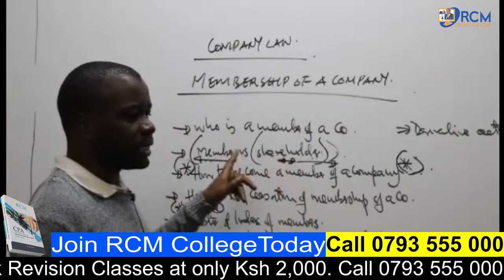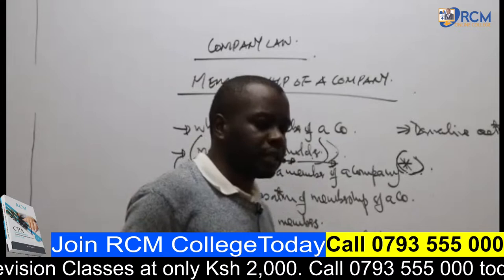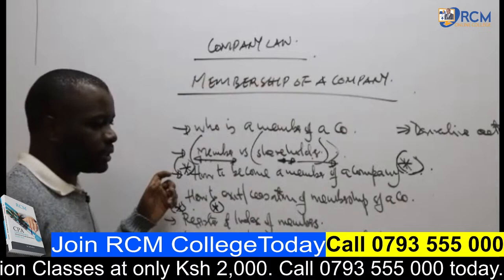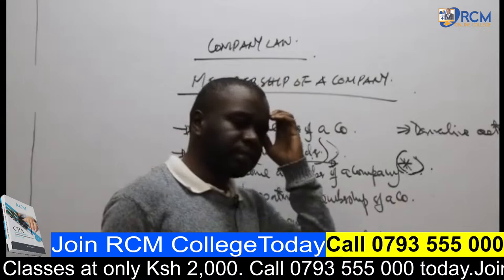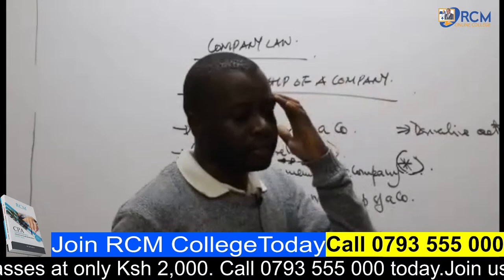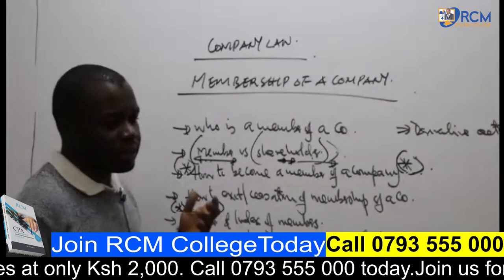Even though we've mentioned quite obviously that when you buy shares in a company, you become the shareholder and become the member of the company, under exceptional circumstances you might find that a person is just a member and is not actually a shareholder, or sometimes is just a shareholder and is not actually a member. So the key interest here is for you now to know what those exceptional circumstances are.